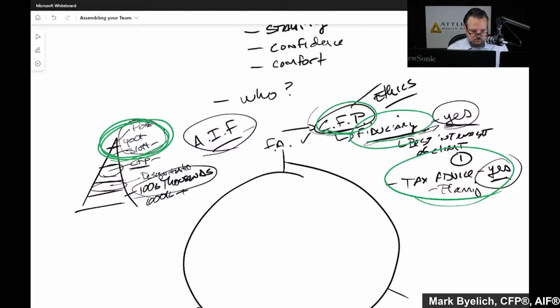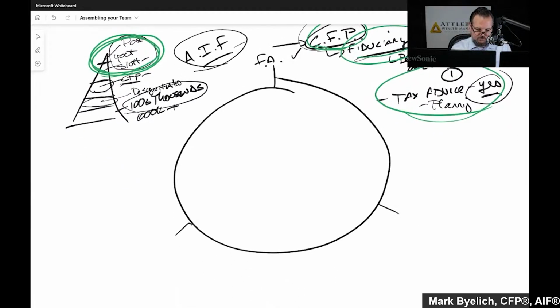Okay, so that's your financial advisor, CFP, right? That's team member number one. And again, no particular order, but often this is how it rolls out. The second is a CPA.